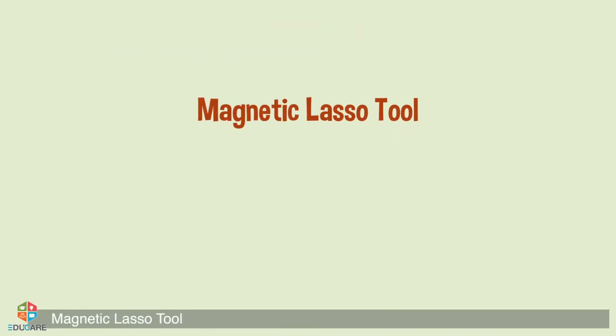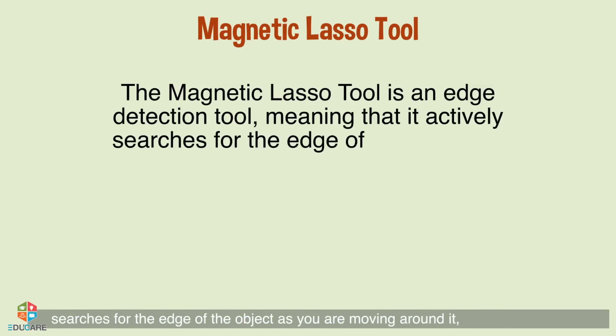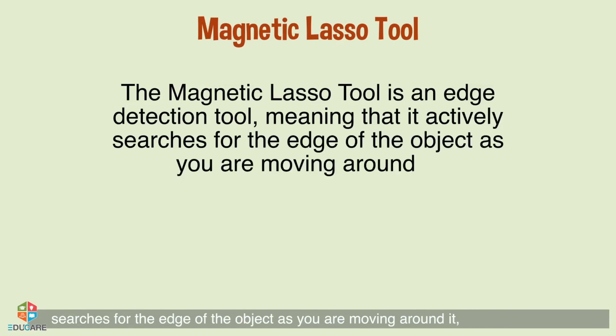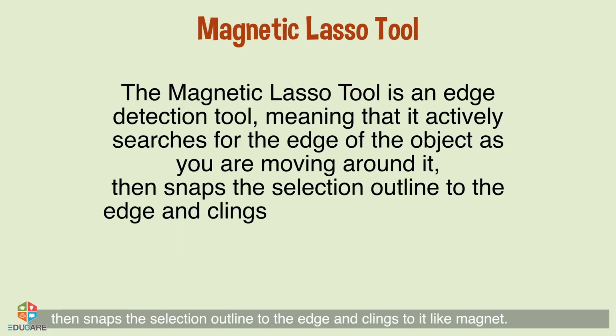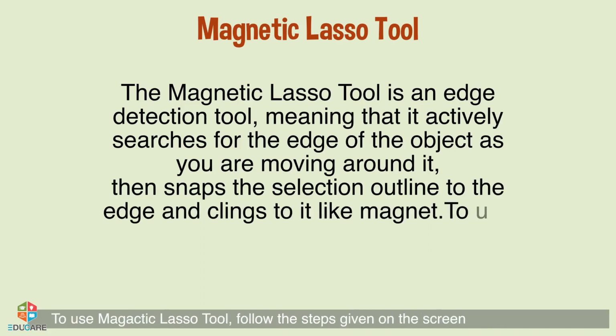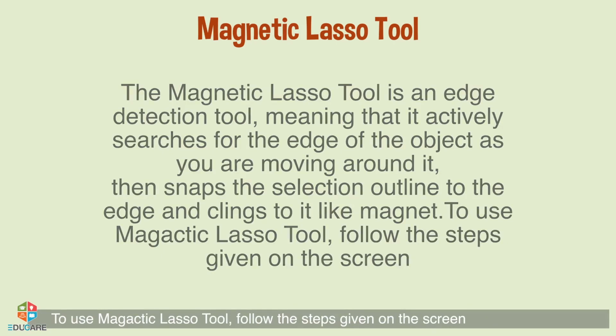Magnetic lasso tool. The magnetic lasso tool is an edge detection tool, meaning that it actively searches for the edge of the object as you are moving around it, then snaps the selection outline to the edge and clings to it like a magnet. To use magnetic lasso tool, follow the steps given on the screen.